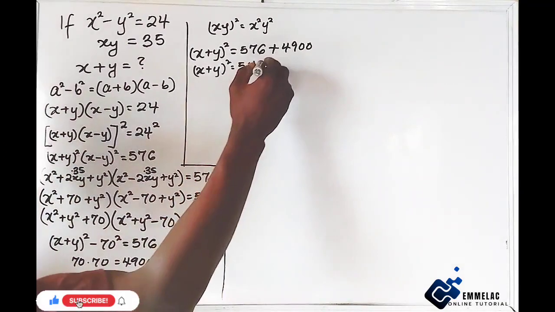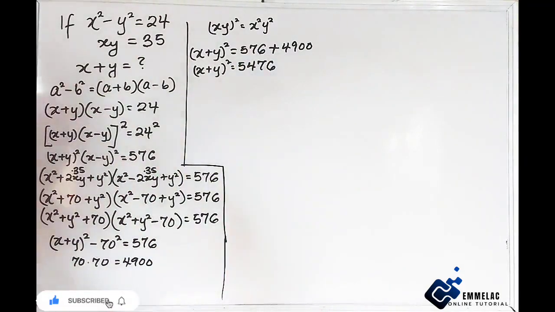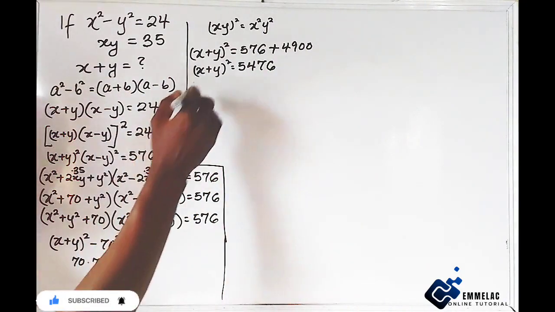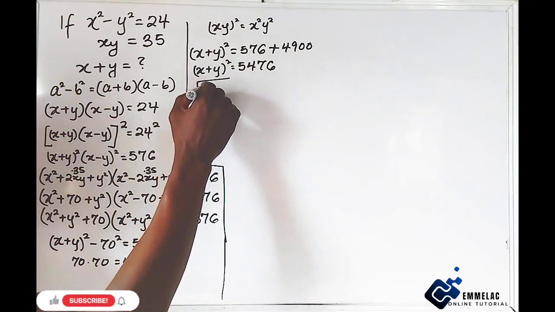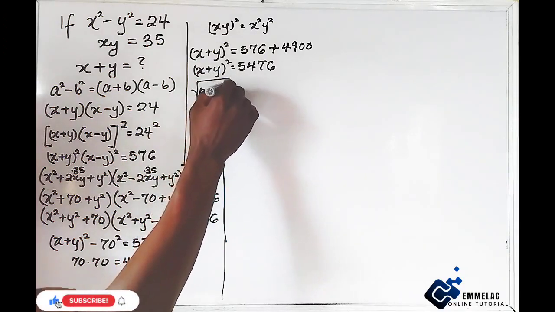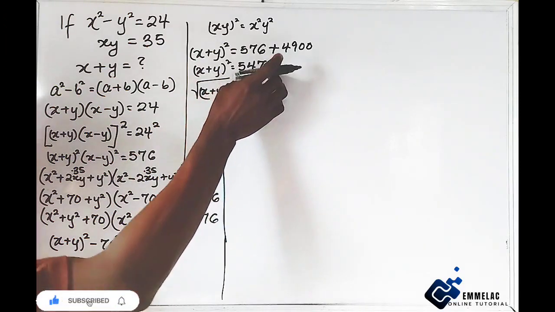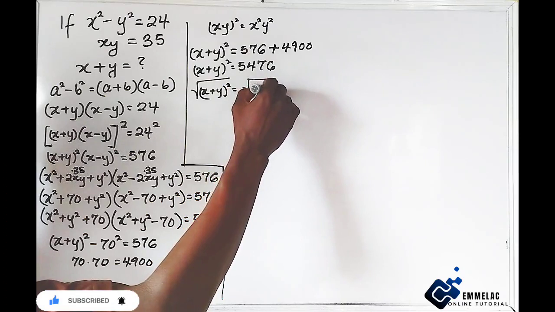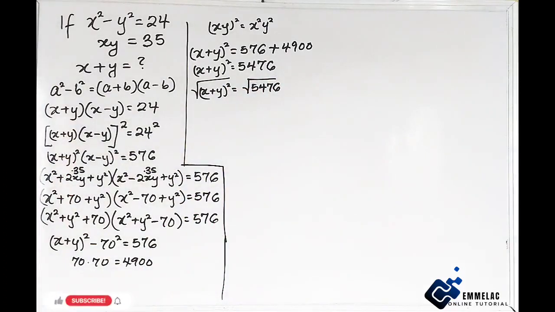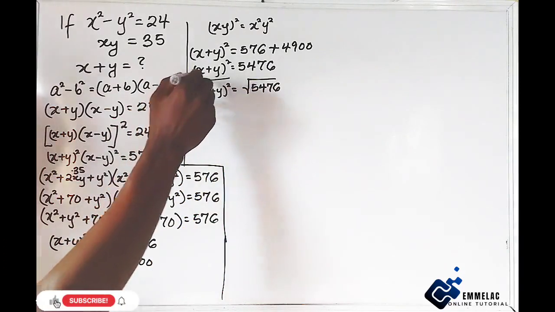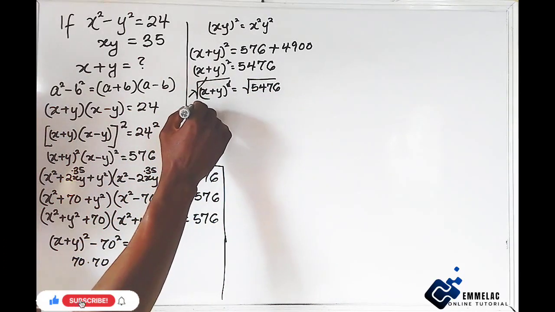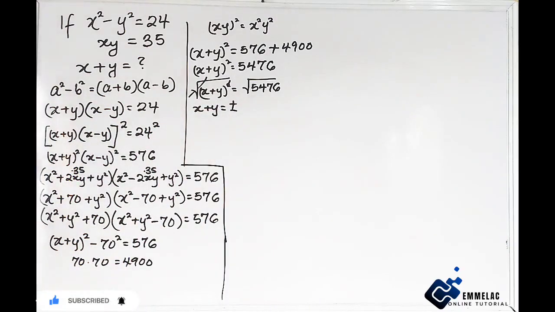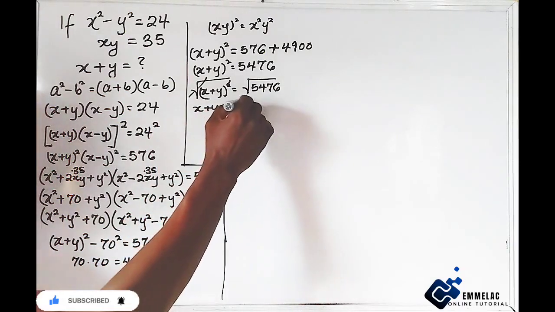5476. Okay, now for us to remove this square here, we just square root both sides. That will be (x+y)^2 equals, now square rooting both sides here, you have 5476. All right, and we eliminate this, so we are left with what? x plus y. So I'll give you plus or minus, let me punch the calculator. That should be 74.